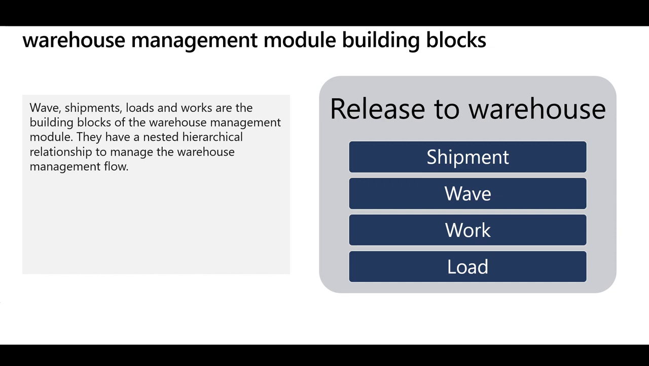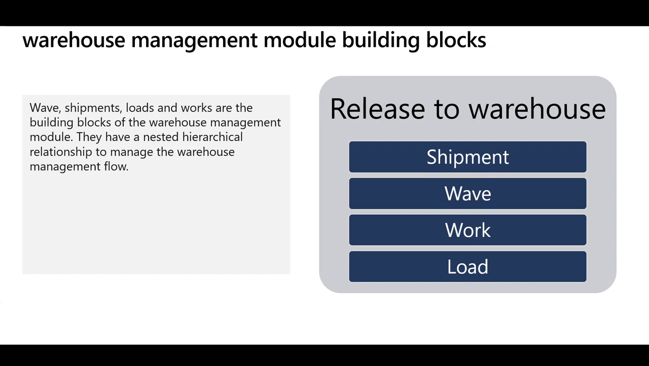Then we have the waves. A wave is one or more shipments that represent a group of order lines that should be released to the warehouse at the same time for picking. Then we have the work, and the work is the transaction performed by the warehouse workers to complete a specific business process. For example, you may have a work for purchase order receiving or another work for the sales picking process. Then we have the load.